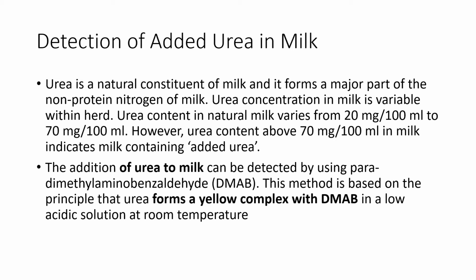We also find urea in milk. For extra information, anything above 70 milligrams per 100 ml of milk is referred to as added urea. The normal urea content in milk is about 20 to 70 mg. However, when you have more than 70 mg, urea has for sure been added. This is crucial information regarding urea. How would you find this? The reagent we commonly use is dimethylaminobenzaldehyde.